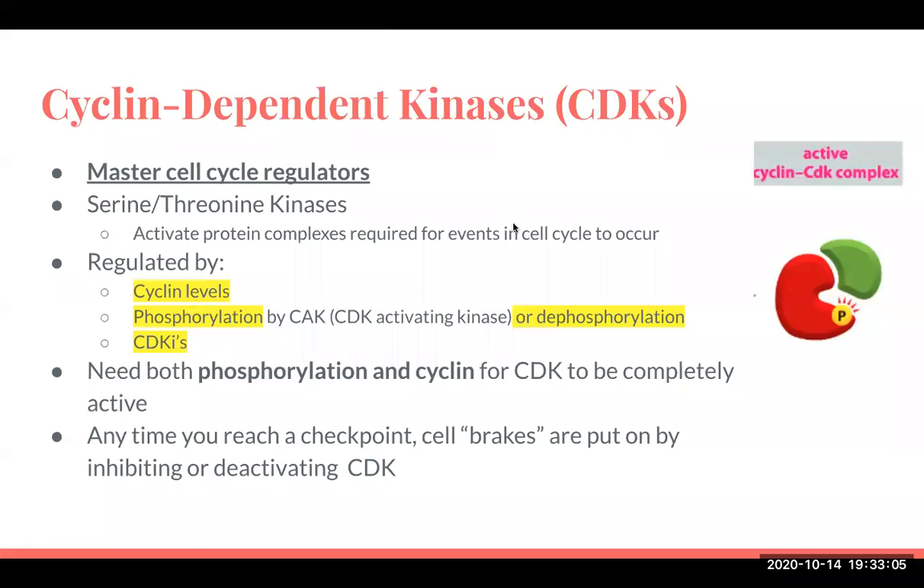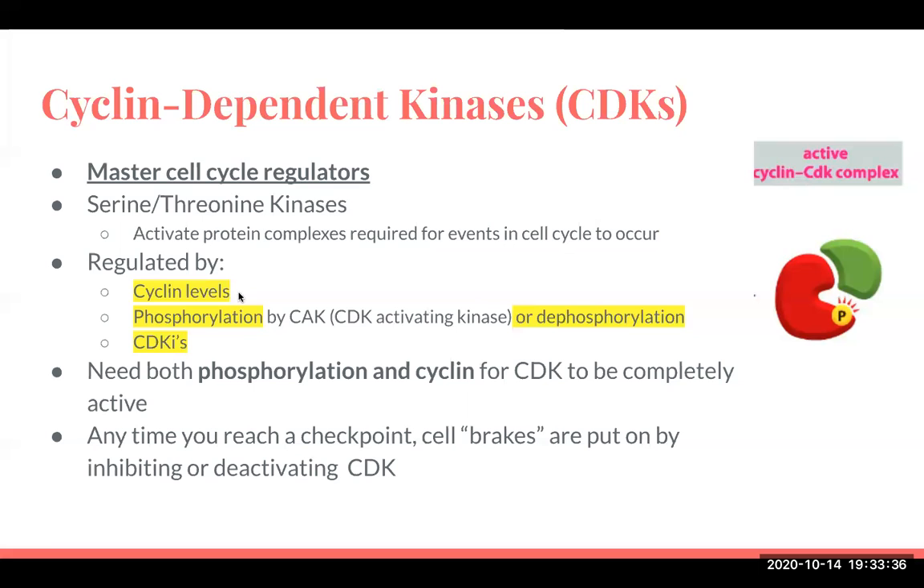So throughout the cell cycle, we have these things called cyclin-dependent kinases, which are super important. Cyclin-dependent kinases are the master cell cycle regulators. They're serine-threonine kinases, and you need to activate them for processes in the cell to occur. So they get activated when cyclin binds to the CDK. It exposes the active site of the CDK, so it can then phosphorylate other things.